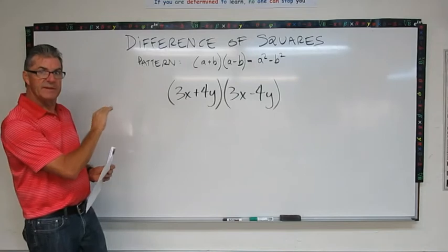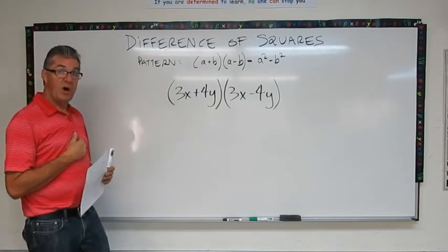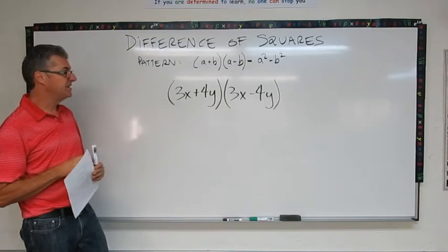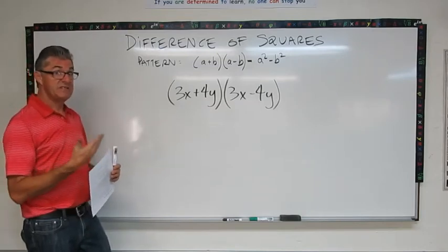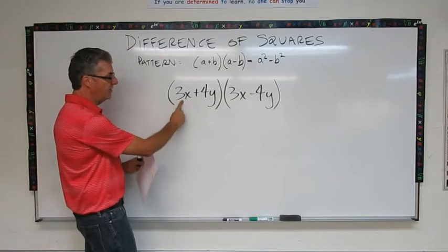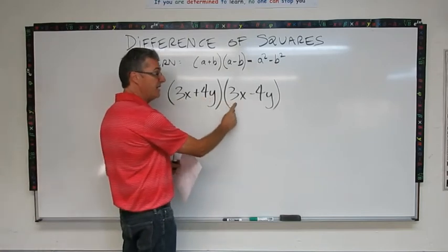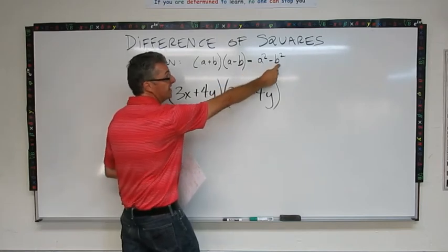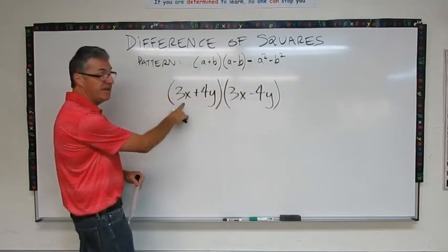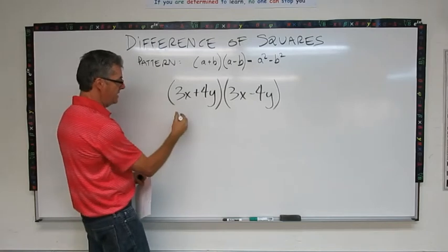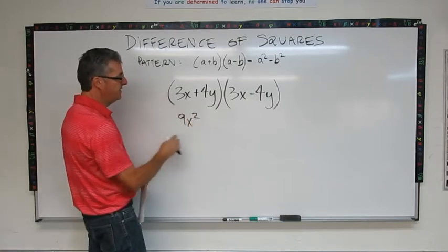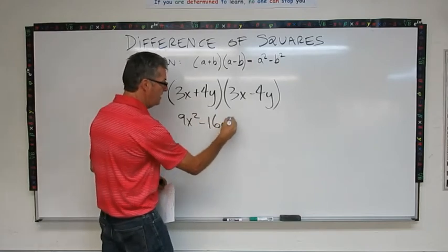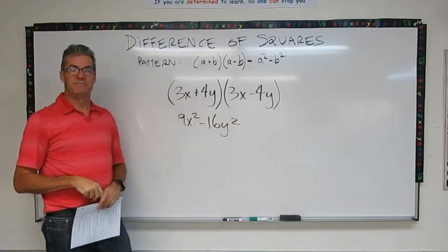I stacked this up a little bit. There's a lot going on. Pause the video. Give it a try. Okay, let's see how you did. It's still the same process. I have one thing plus another, same one thing minus the same another. So the answer is just going to be first thing squared minus second thing squared. So first thing squared, 9x squared. Second thing squared minus 16y squared. And there you have it.